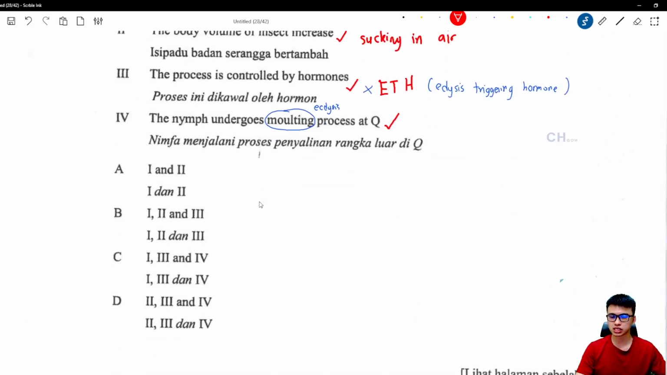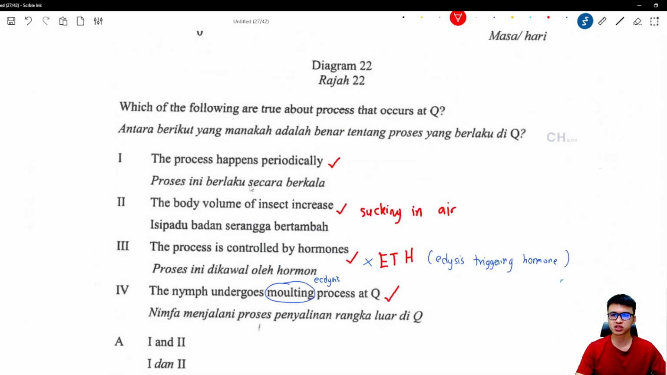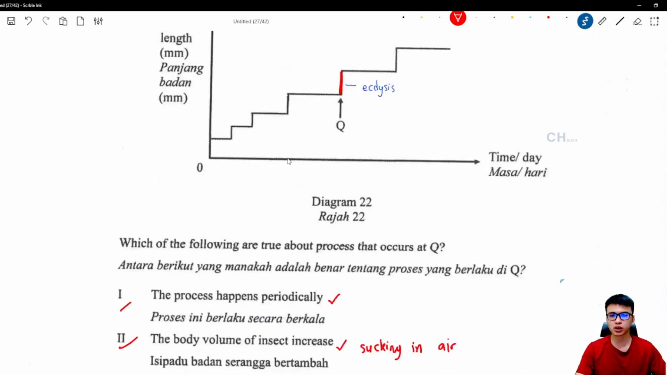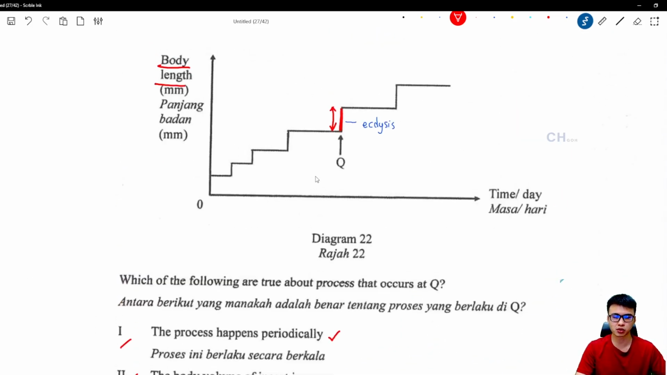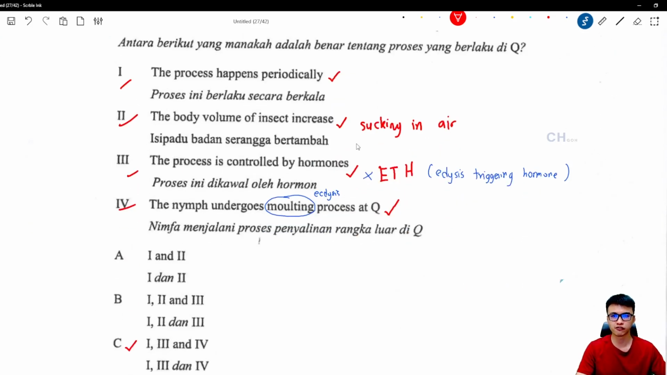The answer scheme shown here is C, 1, 3, and 4. So in my opinion, the answer for this question should be 1, 2, 3, and 4, because in ecdysis, the body volume of the insect definitely will increase. If you look at this graph, you will see that the body length of the insect increases at Q when they are doing ecdysis. That's why the line is vertical. Of course, after they do the ecdysis, they keep on eating the fruits so that they can produce more tissue to increase the volume of the body as well during the instar stage. Okay, so the answer here should be 1, 2, 3, and 4.